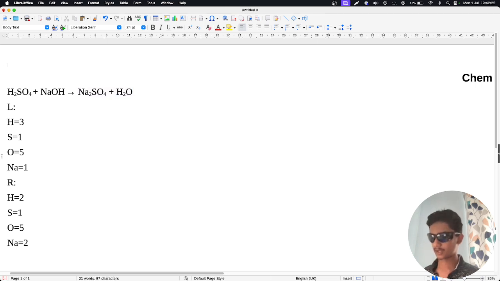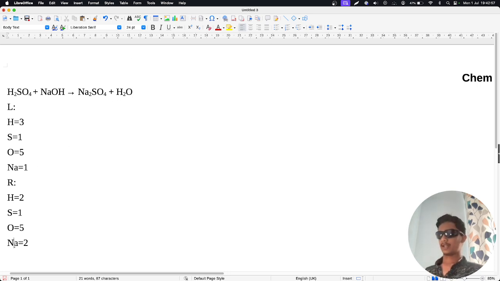Hydrogen. We've got 4 elements on each side, as it should have. Hydrogen, sulfur, oxygen, and sodium. Sodium, sulfur, oxygen, hydrogen. Okay, let's count. Hydrogen: we've got 1, 2, 3. 3 hydrogen, sulfur, 1. Oxygen, 4, 5. And sodium, 1. Other side, sodium, 2. Sulfur, 1. Oxygen, 5. And hydrogen, 2.